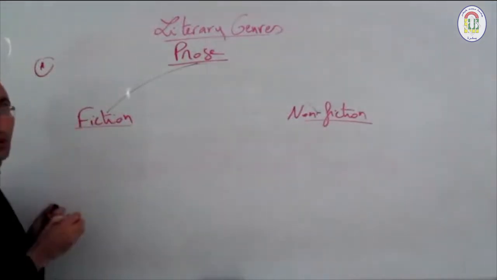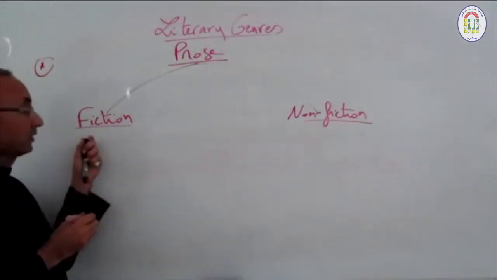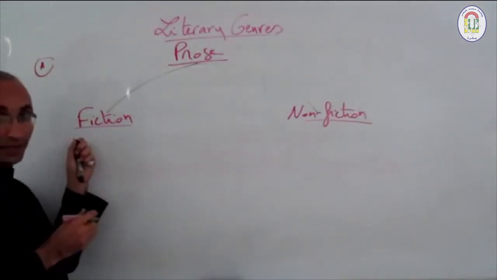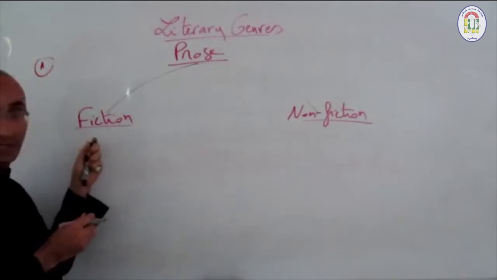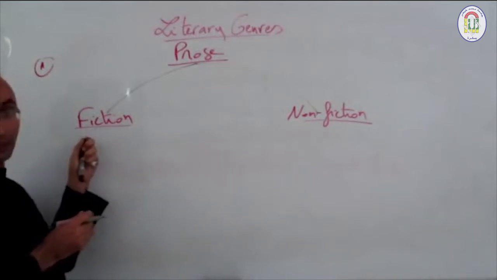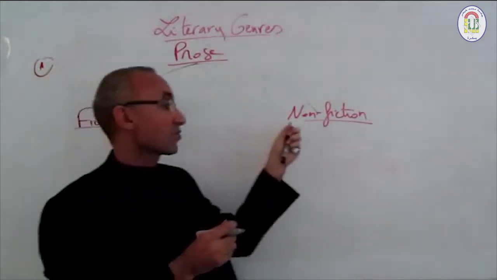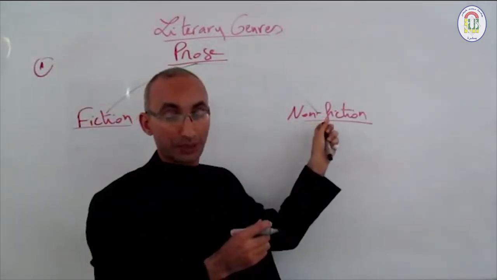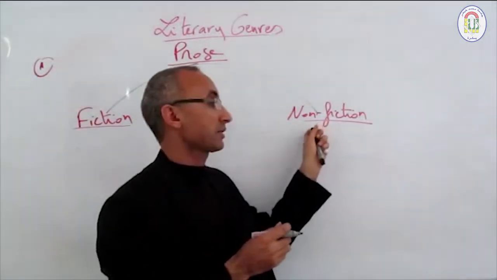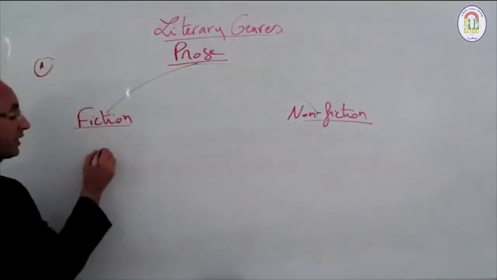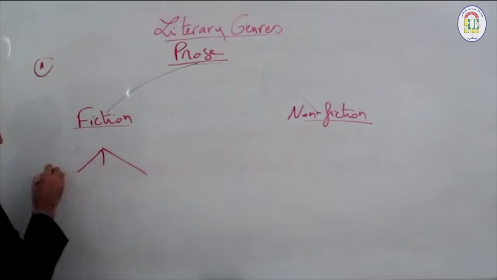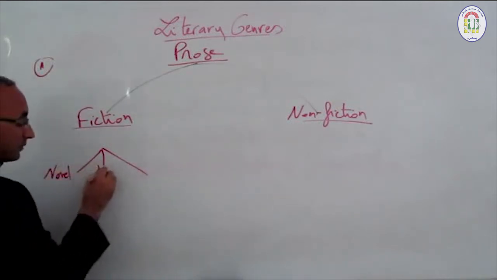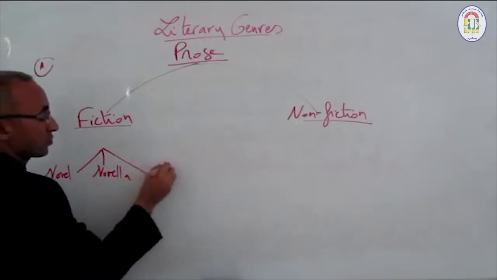Fiction and non-fiction. This one, I said it's imaginative, right? Writing, narratives, imaginary stories, and this one is a factual and informative piece of writing. And also under fiction we have three categories, which are novel first, then novella, and short story.